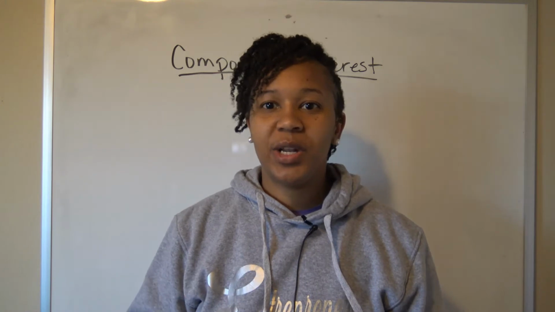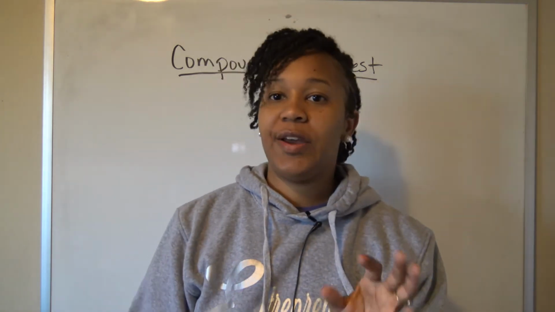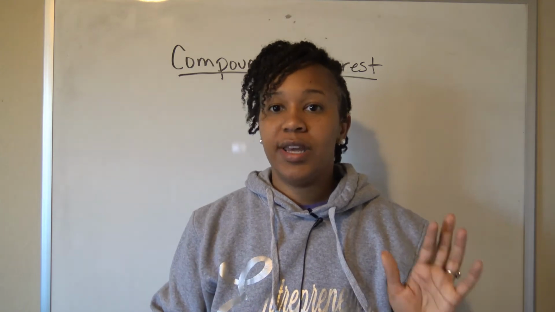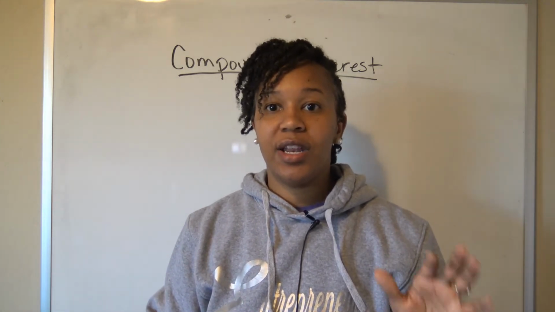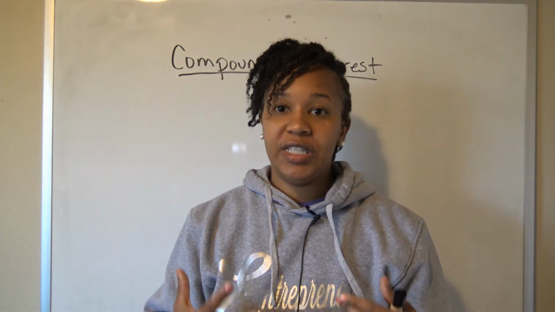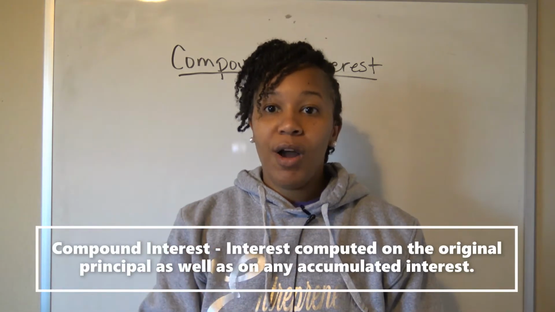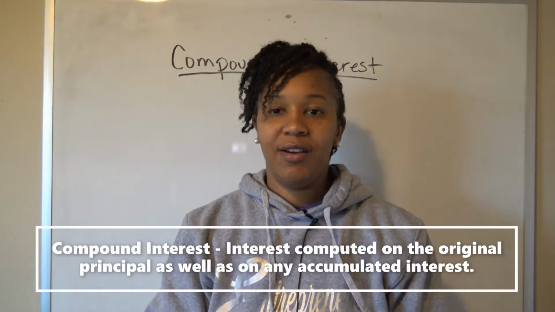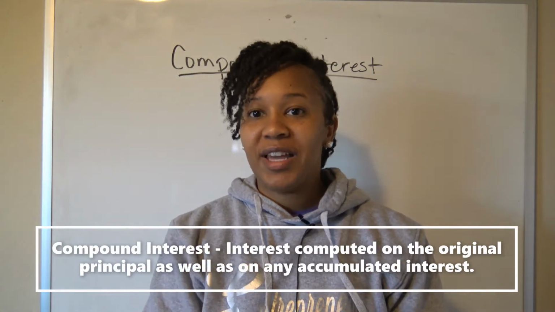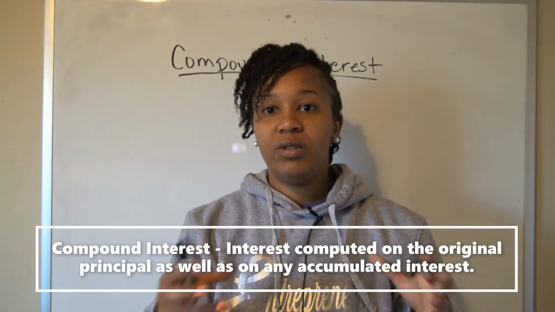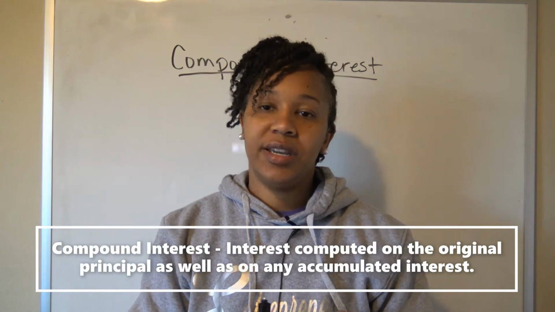In this video, we're going to be talking about compound interest. Now, the last video was about simple interest, and that is interest that is calculated only on the principal. Compound interest is interest being calculated on the principal plus any accumulated interest that's been added to the account. So once interest has been added to the account, then when new interest is calculated, it includes that interest that has been added to the account previously.